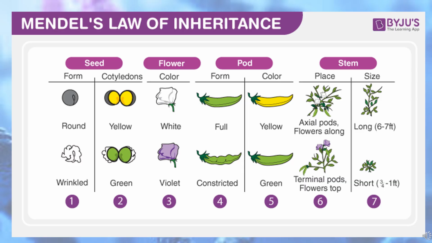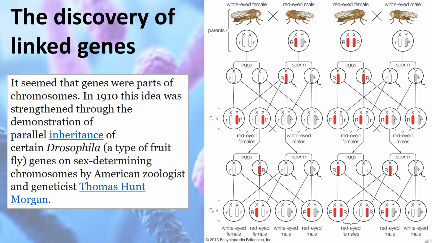Many biologists noted that the inheritance of genes closely paralleled the inheritance of chromosomes during nuclear divisions, called meiosis, that occur in the cell divisions just prior to gamete formation. It seemed that genes were parts of chromosomes. In 1910, this idea was strengthened through the demonstration of parallel inheritance of certain Drosophila, a type of fruit fly, genes on sex-determining chromosomes, by American zoologist and geneticist Thomas Hunt Morgan.